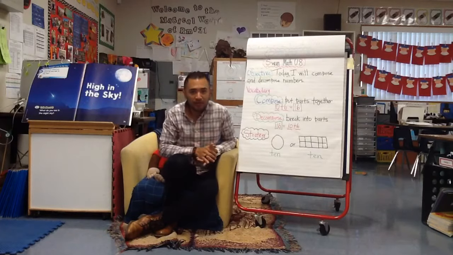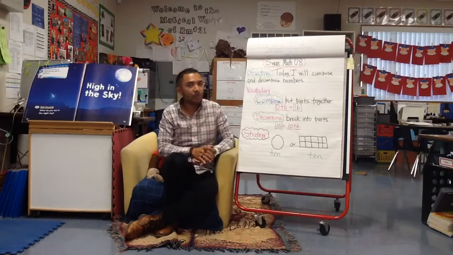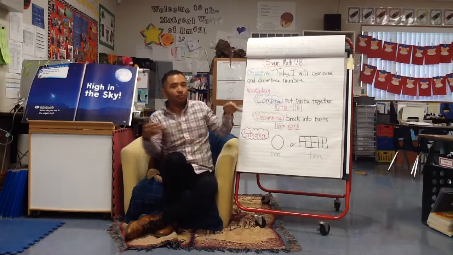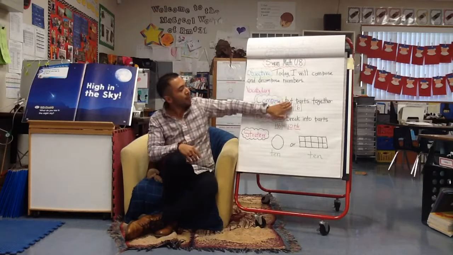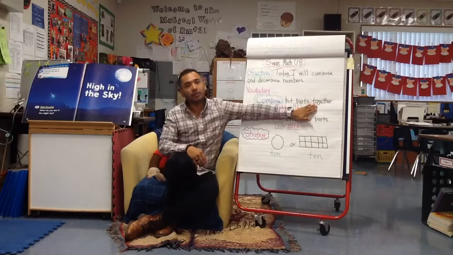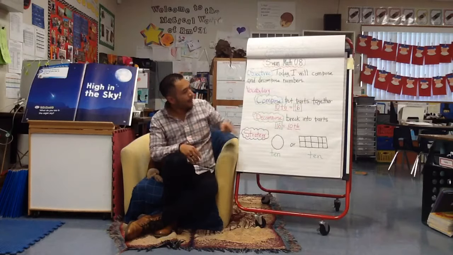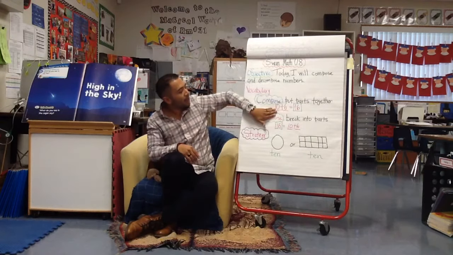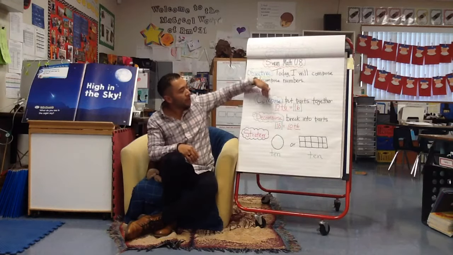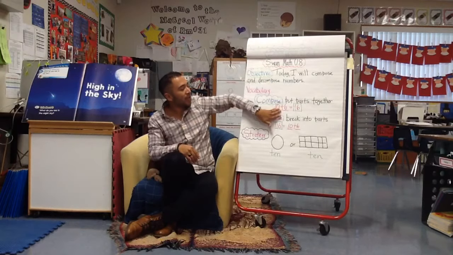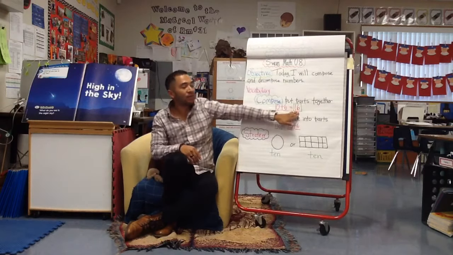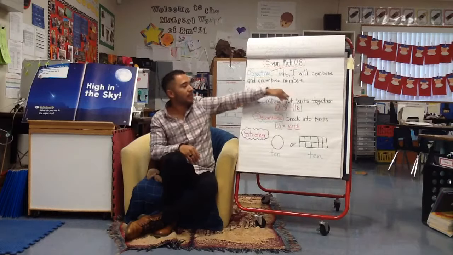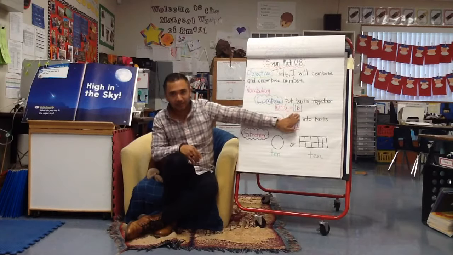Vocabulary. Please listen to the vocabulary as it's going to help us for this lesson. Compose: put parts together. Now, take a look at the equation that we have over here. Here we have our parts. When you compose, you have your parts, and then you have your total sum. In this case, we have 10 plus 6 equals 16.